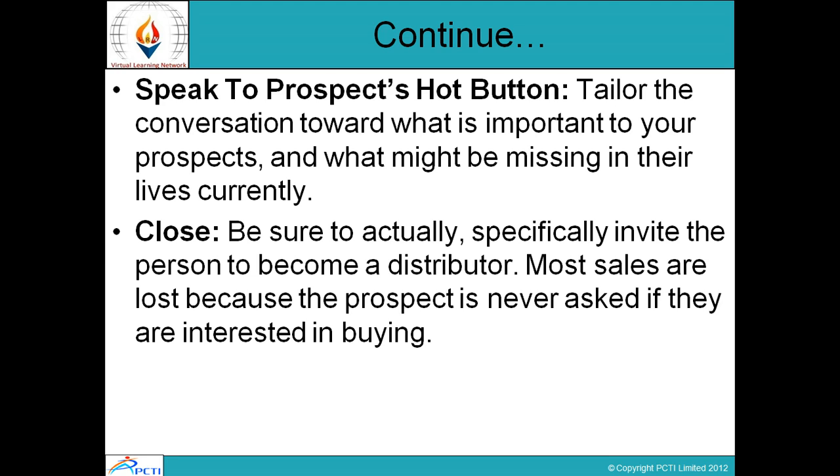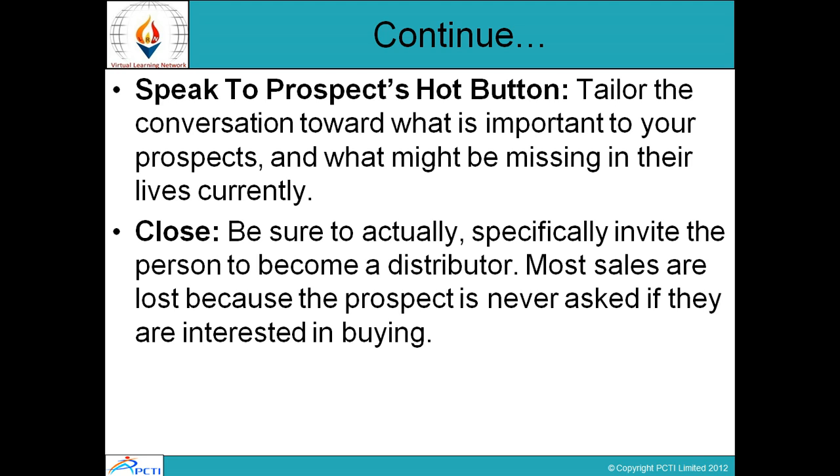Speak to the prospect's hot button. That is, tailor the conversation toward what is important to your prospect. You don't have to take your conversation in such a way that it keeps on going. Ultimately, you have to move your conversation in such a direction that it moves towards your prospect's hot button.